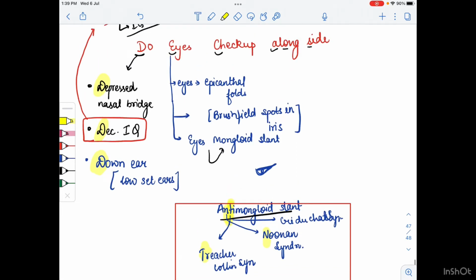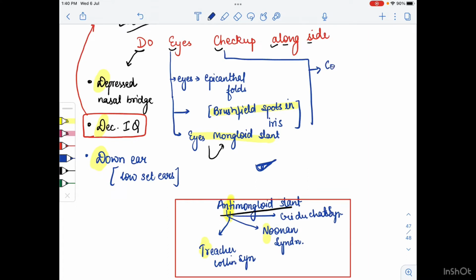Now these all were from the E letter, that is eyes. We see epicanthal fold, we see Brushfield spots in the iris, and we see anti-mongoloid slants. Now the next word, that is the C. So for the C, we see that in Down syndrome, one C is for the congenital heart defect.